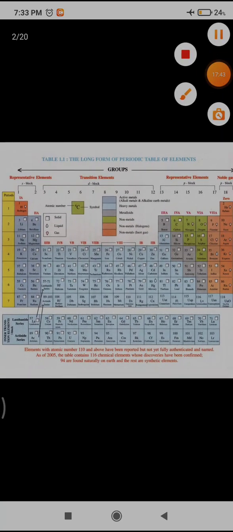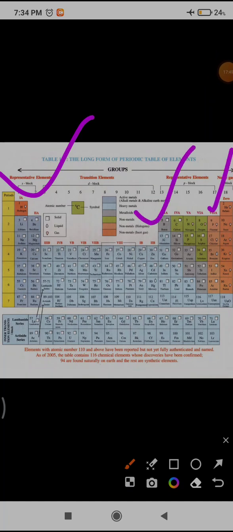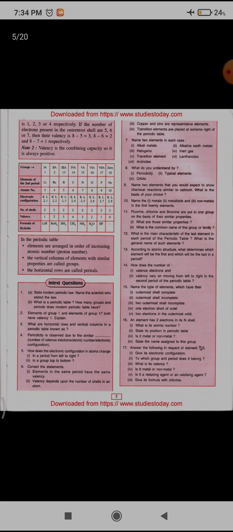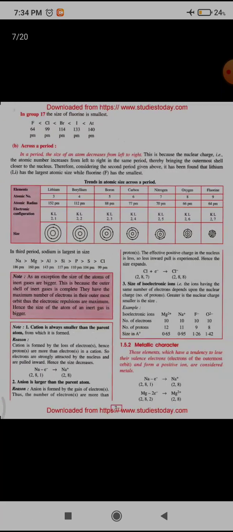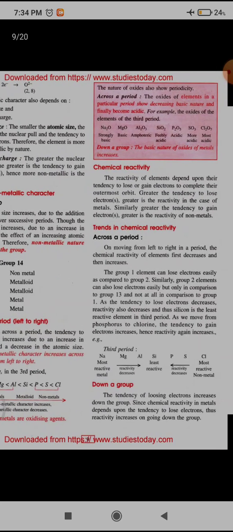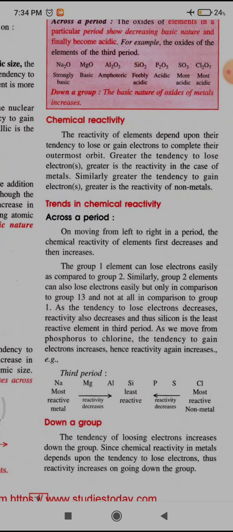So see, here the metals are there, then your metalloids are there, then your non-metals are there. That's why your reactivity first it will increase, then it will decrease. Okay, and moving from left to right, the chemical reactivity of elements first decreases and then increases.